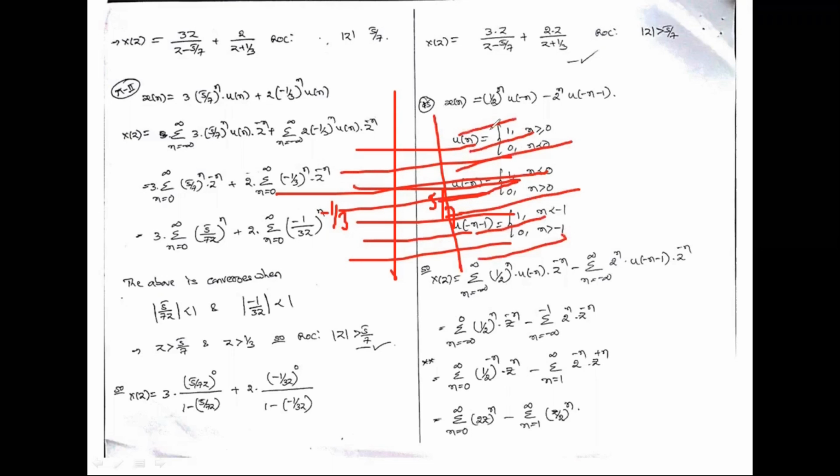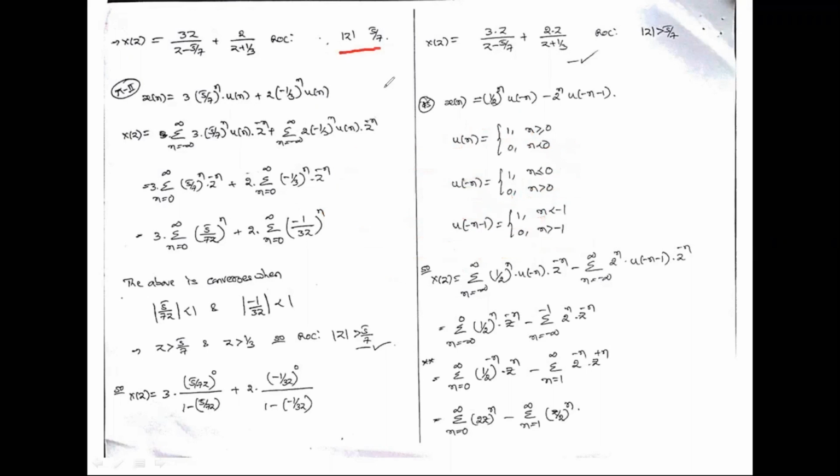So the overlapping occurs for both functions in the ROC here. And here there is no overlapping, because 5/7 is greater than -1/3, the greater value. So overlapping occurs only in the greater value, the 5/7. Considered as the ROC, whichever value is greater.